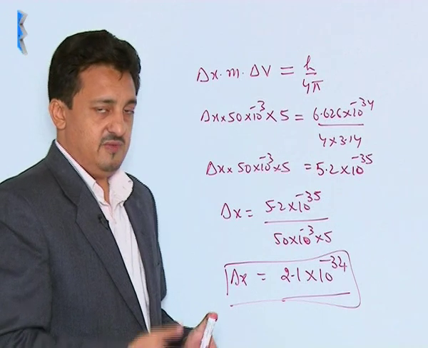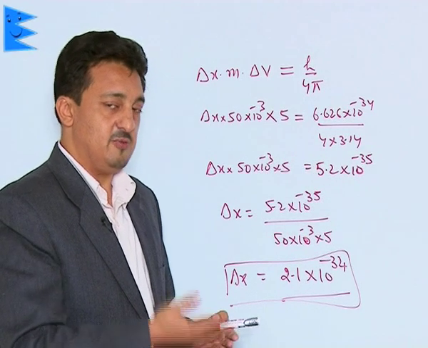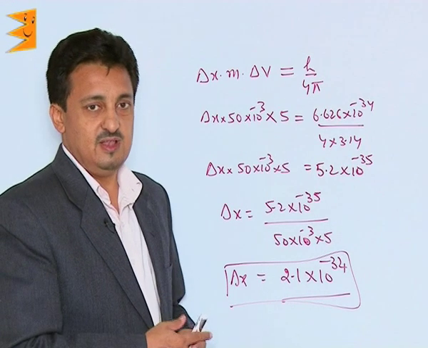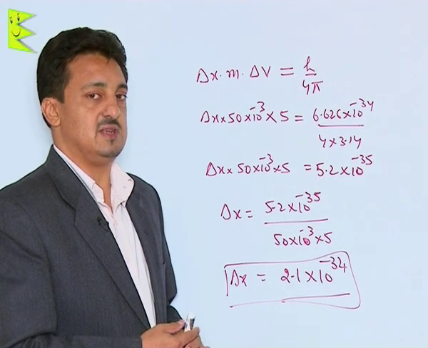So this is how we can calculate the uncertainty in the position or the momentum or the velocity of any moving particle with the help of Heisenberg's uncertainty principle.